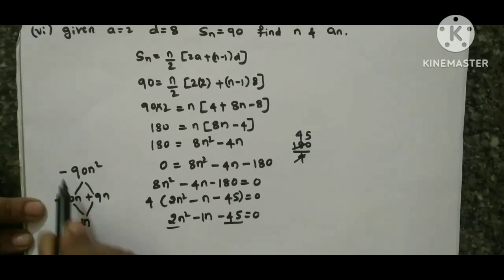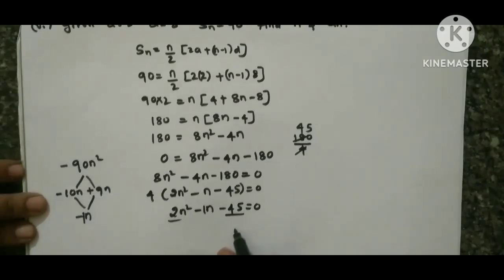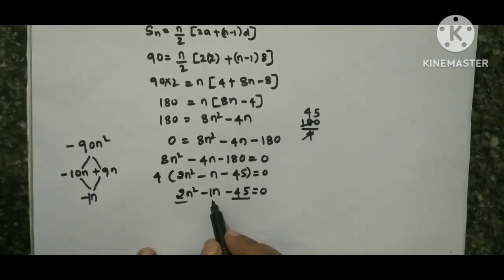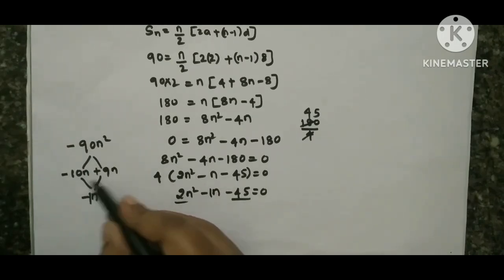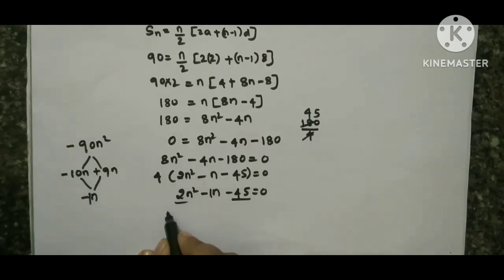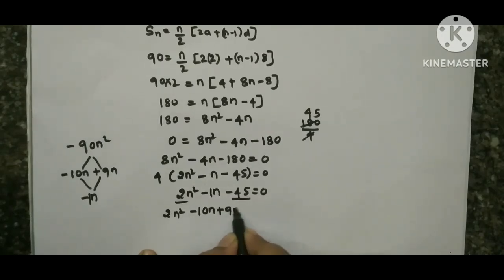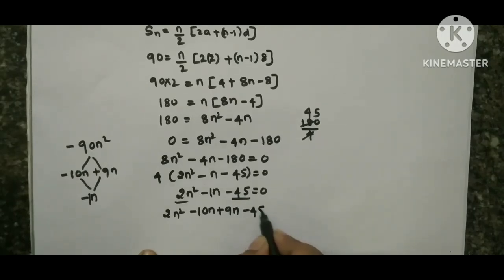1 plus into minus is minus. Minus 10 plus 9 is minus 1. Like this we have to get it. Now I'll split this 1n as minus 10n and plus 9n. So 2n square as it is, I'll write it. And in place of minus 1n, we have to write minus 10n plus 9n. This minus 45 as it is, I'll write it.